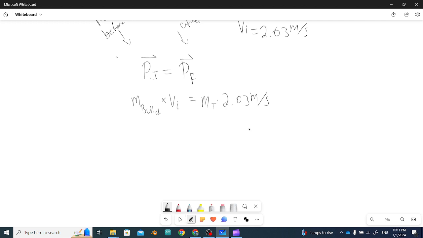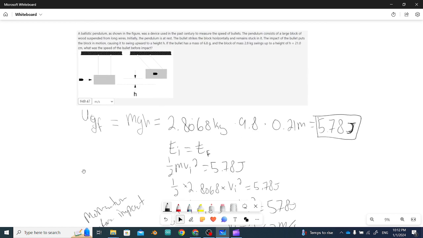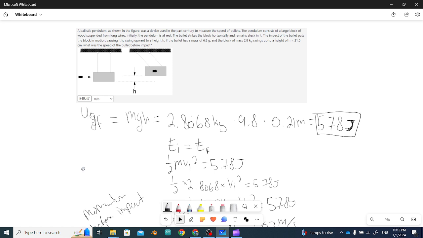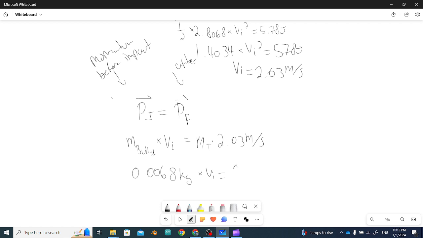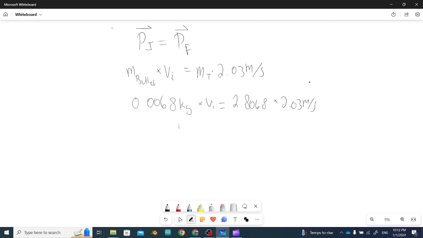So let's get all these variables that we have. 6.8 grams in kilograms is 0.0068. So 0.0068 times v_i is equal to the total mass, 2.8068, times 2.03 meters per second. So let's simplify: multiply by 2.03 and divide by 0.0068, and that gives us that the initial speed of the bullet was 837.91 meters per second, and that's the final answer.